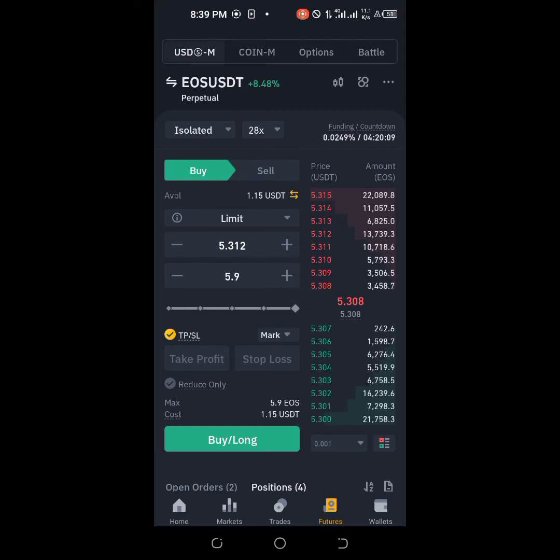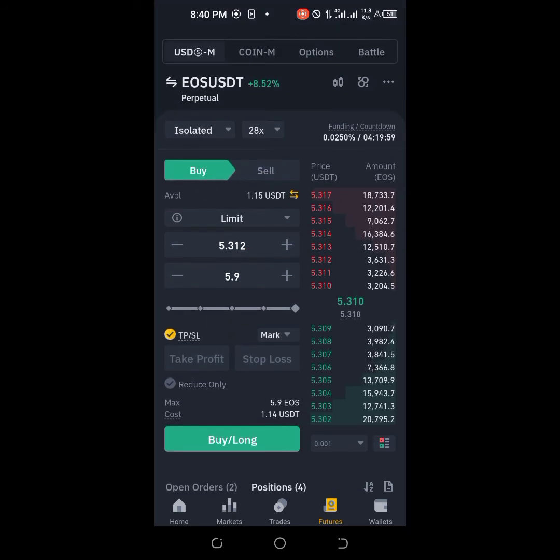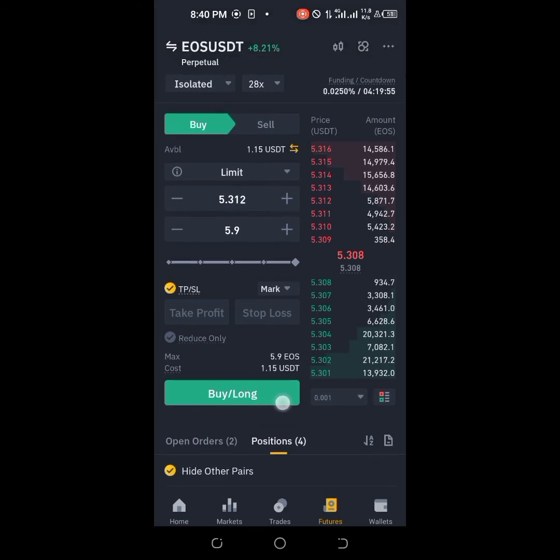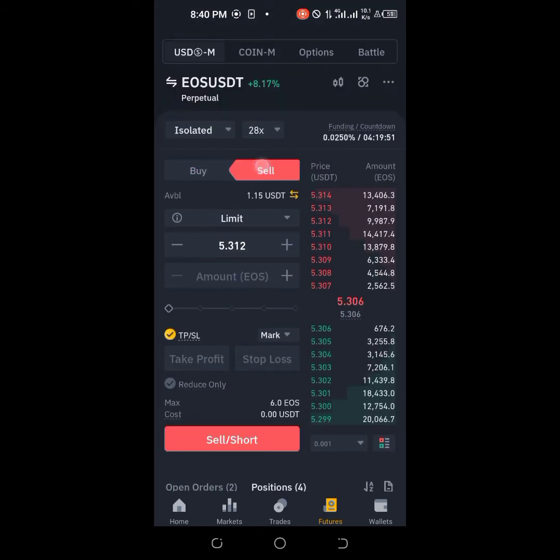You see, I want to trade the 1.15 USDT I have. I want to trade it on this. So I'm buying. Now there's what they call buy and there's what they call sell. When you are buying, in crypto terms, it means long. You can see buy/long. When you are buying, it means longing. When you are selling, it means short. That is, I want to short USDT. I want to short it. That would mean that you want to sell.